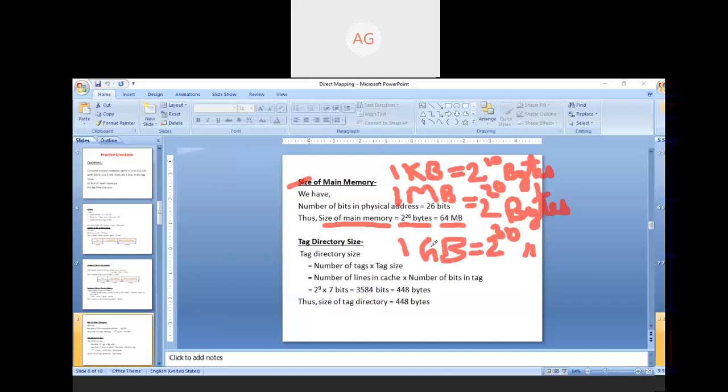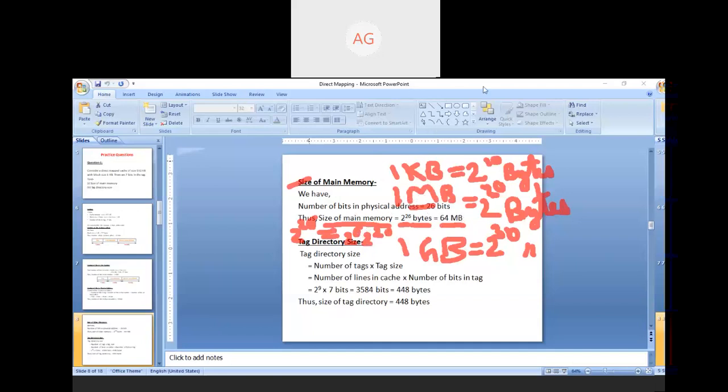So here you can see that the size of the main memory is 2 to the power 26. We need to write 2 to the power 26 as 2 to the power 6 times 2 to the power 20. So 2 to the power 20 is converted to 1 MB, because 2 to the power 20 is equivalent to 1 MB, and 2 to the power 6 is remaining. So 2 to the power 6 is 64 basically. So the size of the main memory is 64 MB.